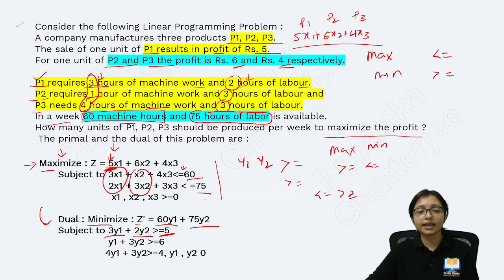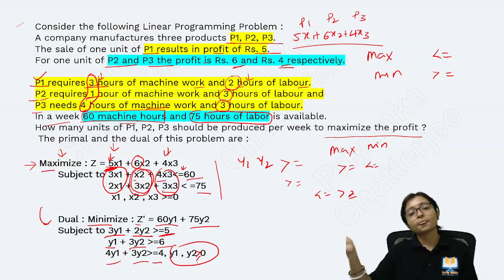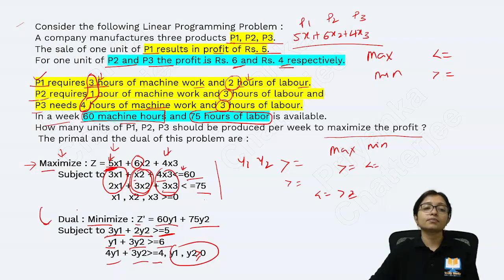So in this way I will get the first equation. For the second equation, the coefficients are 1, so y1, then 3y2, and the coefficient is 6, so greater than or equal to 6. And the last one, 4y1 plus 3y2, and the coefficient is 4, so greater than or equal to 4. And y1, y2, the variables you take, will be greater than or equal to 0. That is always so, because whatever variables we use will be greater than or equal to 0.